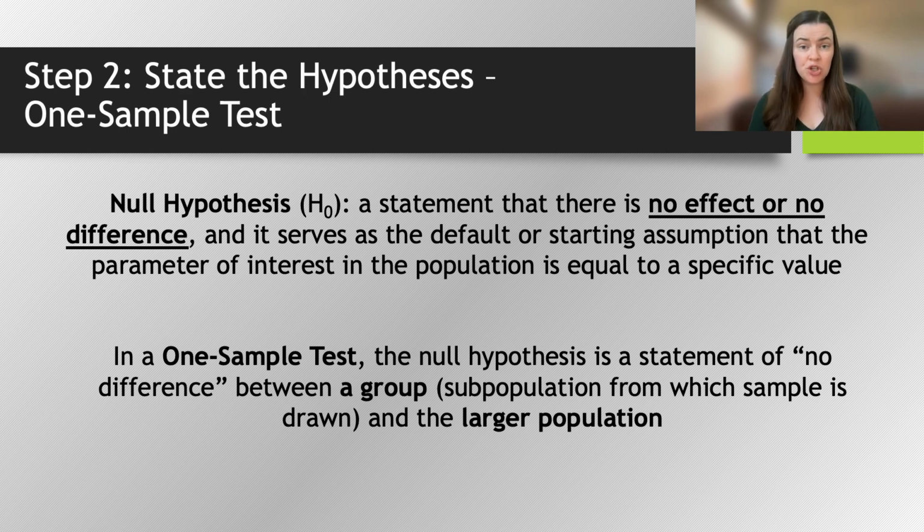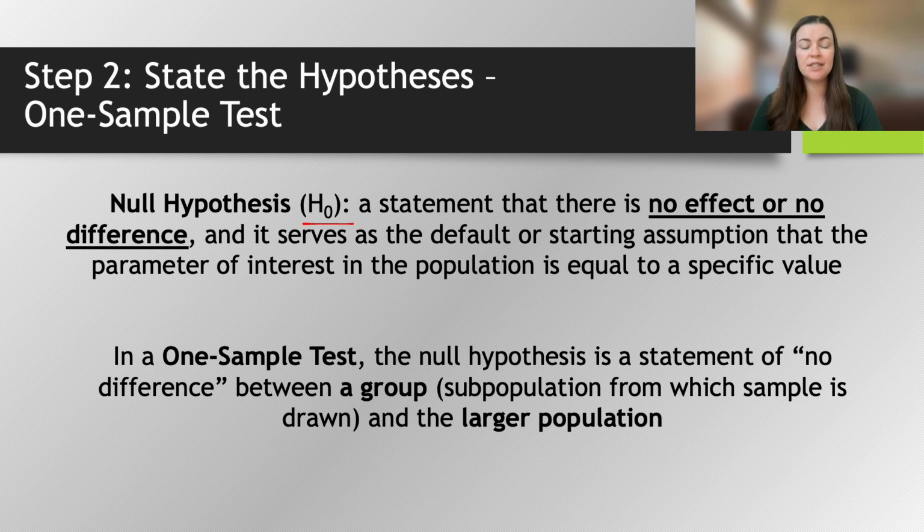We have to establish 2 here, both the null and our alternative or research hypothesis, but let's first start off by discussing our null hypothesis. As a reminder, our null hypothesis has to be designated in statistical notation. So here it's going to be H with the subscript of 0. This is our statement that there is no effect or no difference, and it serves as the default or the starting assumption that the parameter of interest in the population is equal to a specific value.